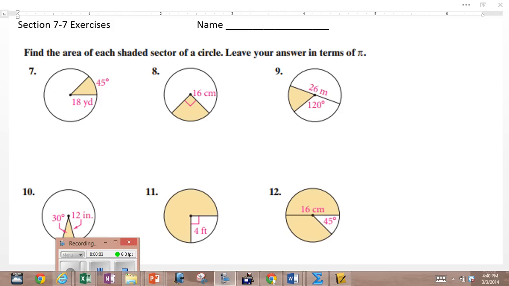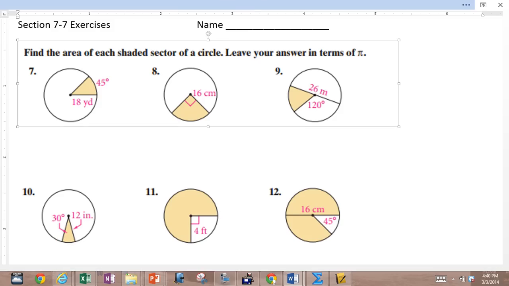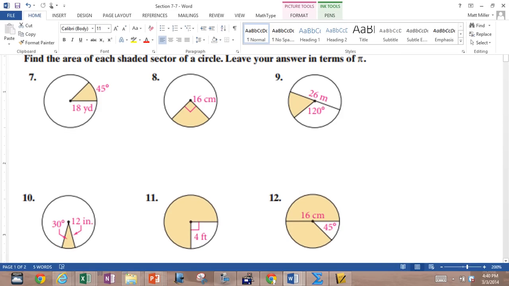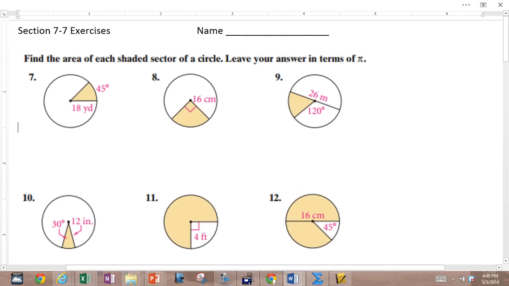Yeah, so here we want to go over some of those exercises from your section 7.7. So we're dealing with sectors. Let's get a pencil working here, okay? We're dealing with sectors of a circle. Now, what is a sector? Just what you see, a slice of pie.